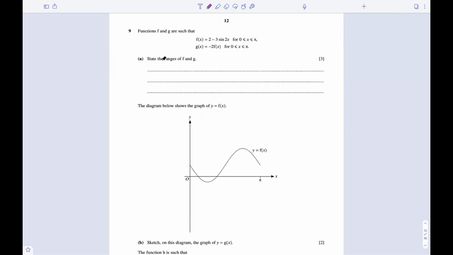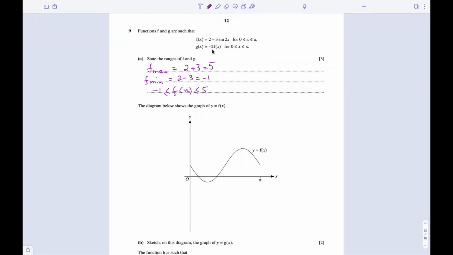In question 9, we have two functions f and g. f of x is 2 minus 3 sine 2x, and g of x is minus 2 f of x. We have to find the range of f and g. So for the maximum value of f, we add 2 to the amplitude, which is 3, so this will become 5. And for the minimum value, we subtract the amplitude from 2, which will become minus 1. So f of x will be greater than or equal to minus 1 and less than or equal to 5.